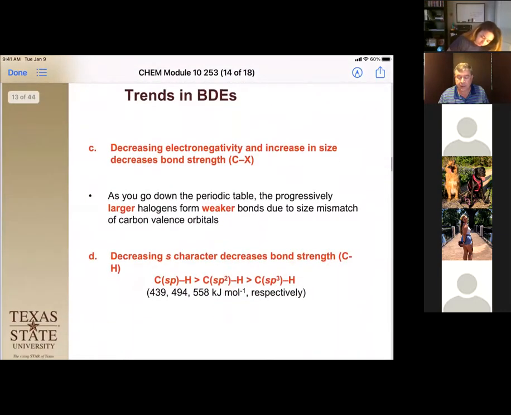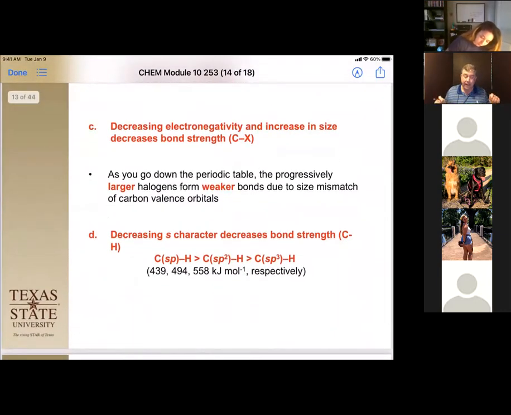Okay. The next thing that we have is decreasing electronegativity and size increases. So just like we had when we looked down fluorine, chlorine, bromine, and iodine, the bigger the size you have, the longer the bond you have. The longer the bond you have, the lower the bond strength. All right. So think about the acidity as we move down, the ease of having that hydrogen leave got better and better as you got to iodine. And that has everything to do with the increase in size. So the bigger the size, the longer the bond, the weaker the bond. It decreases the bond strength.